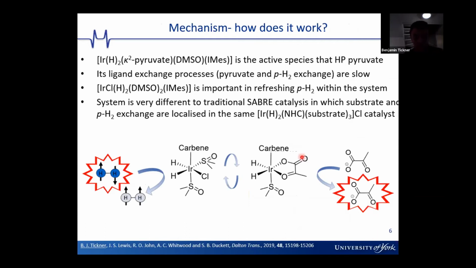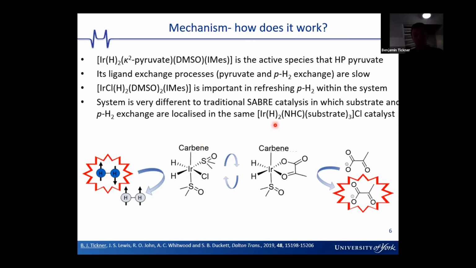I've already said to you that this is the catalyst that is responsible for our pyruvate hyperpolarization. But actually, when we examine its ligand exchange processes by exchange spectroscopy, we note that pyruvate exchange and hydrogen exchange within this catalyst is actually quite slow on the NMR timescale. But it's this bis DMSO chloride complex, which is also present in these mixtures, that we observe having very rapid rates of hydrogen exchange. So we expect that species of this form are very important in mediating para-hydrogen exchange within these systems.